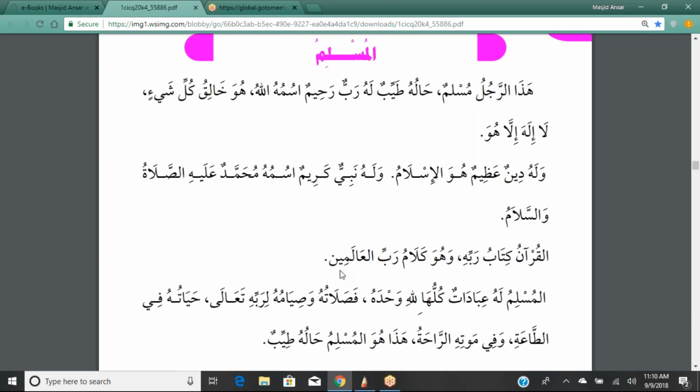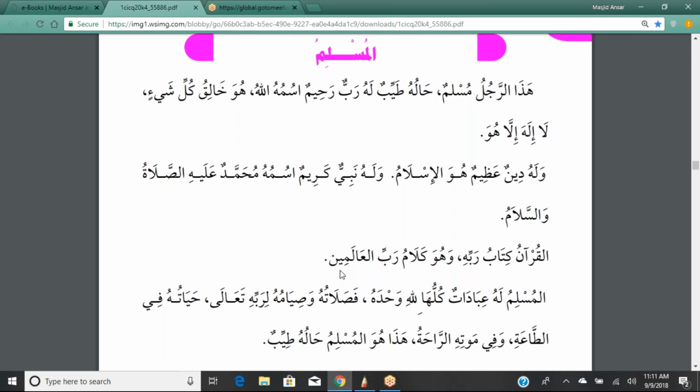Al-Muslimu lahu ibadatun. The Muslim, he has acts of worship. Ibadat, worships, acts of worship. كلها لله وحده. All of them are for Allah alone.